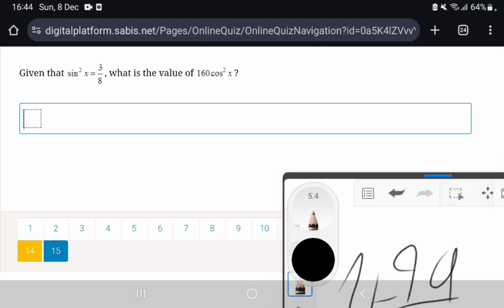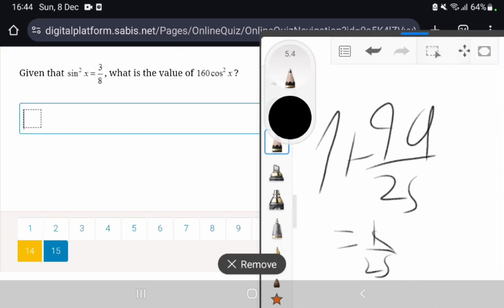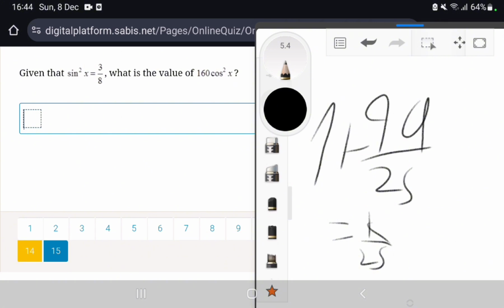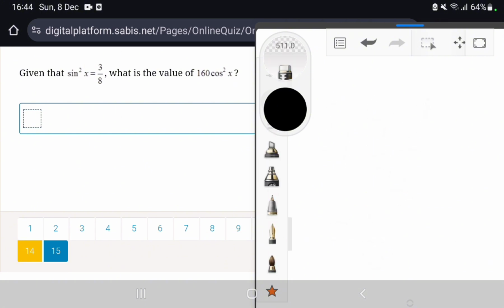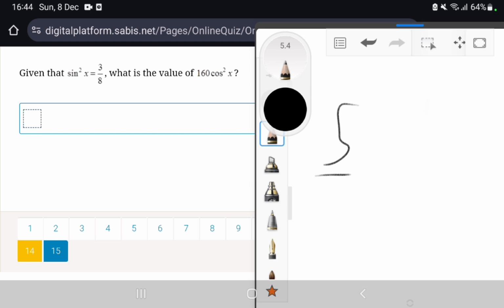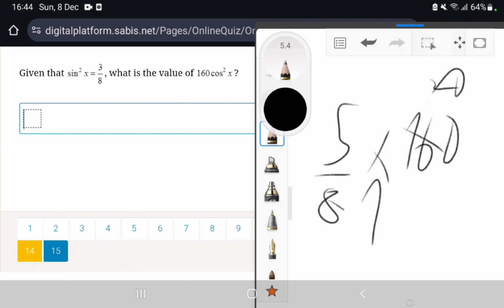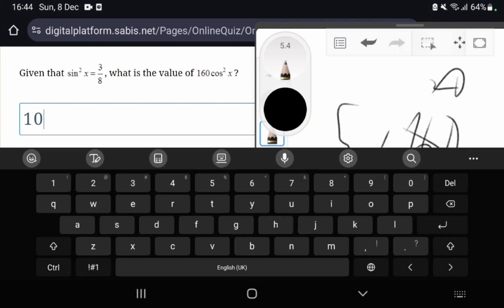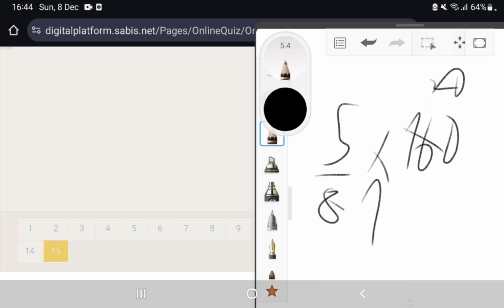We do the exact same thing. First of all, we need to find cosine squared before we do 160 times cosine squared. So cosine squared will be 5 over 8, and then we do times 160 to find 160 cosine squared. So it's going to be 100. Number 15.